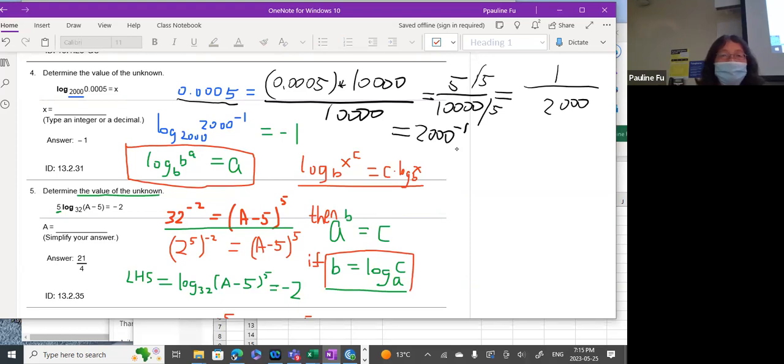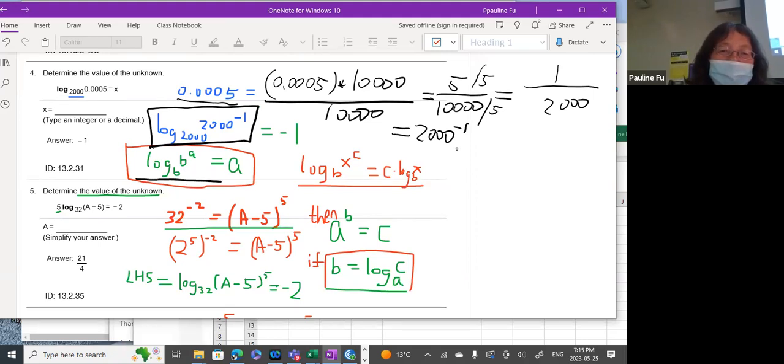Okay, that is the first step. Write down 0.0005 as 2000 raised to power negative 1. And then you plug in 2000 raised to power negative 1 into the original expression. And then you use the property log base B of B raised to power A equals A. So this one is just negative one. Any questions for question four?